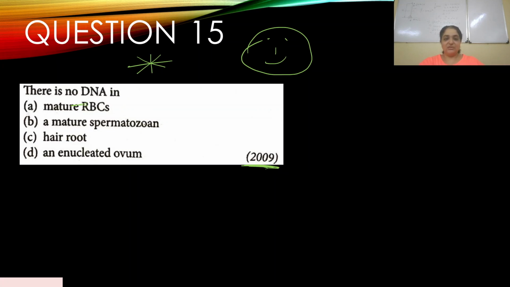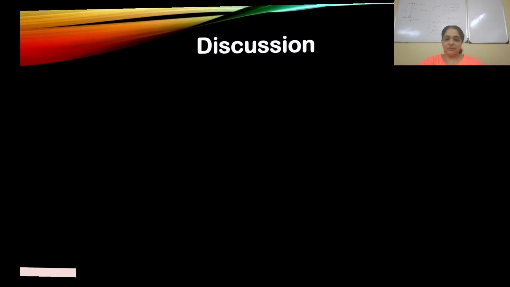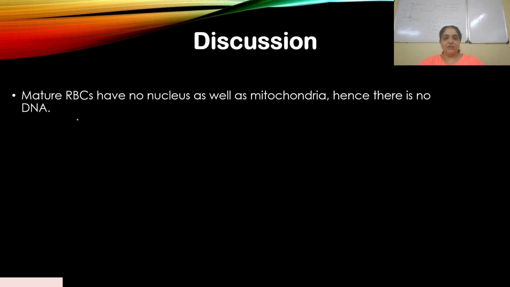Okay, so there is no DNA in A, mature RBCs. Clearly. Okay, we'll look at this in detail. Let's look at the discussion. So mature RBCs have no nucleus. They're enucleated. Okay, and there is no mitochondria also. Mitochondria also has DNA. Please remember, it's not only the nucleus, mitochondria also has DNA, and mature RBCs don't have that also. So there is no DNA in a mature RBC.